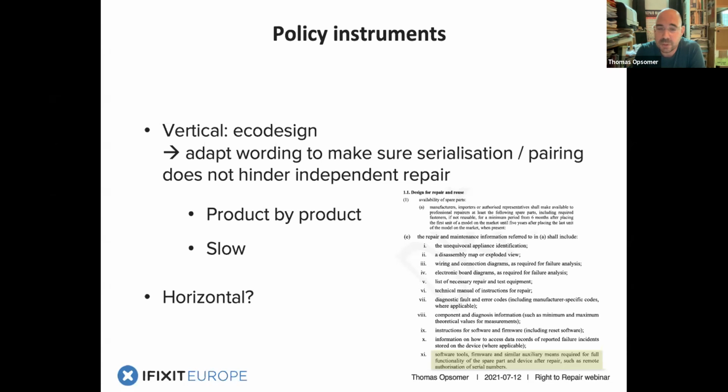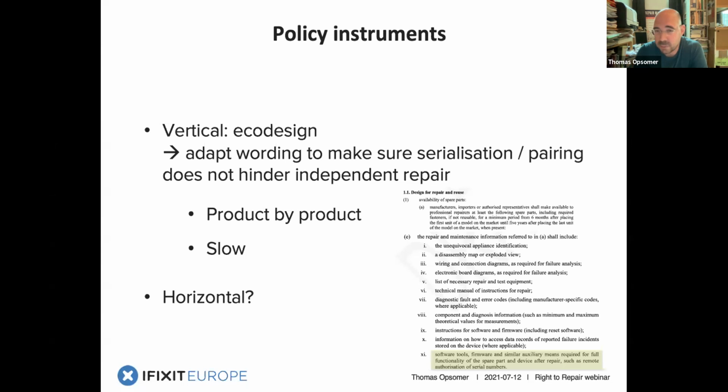The text you see on your screen, including the yellow part at the bottom right, already talks about remote authorization of serial numbers. So the people who are working on the file are aware of the problem, but we will need to make sure that we get the proper wording in there so that repair isn't hampered in any way. In the way it's currently worded, there would still be many barriers, the most important of which would be that it's up to the manufacturer to decide who would be a professional repairer, because we don't have a national system in place to identify professional repairers.